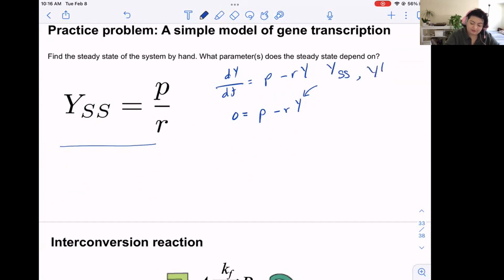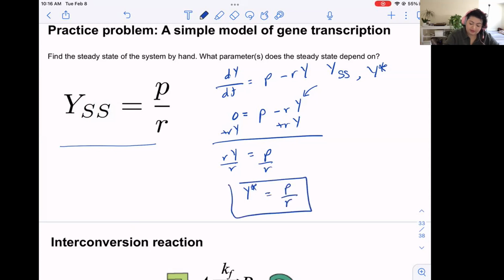Or you can do the star as well. So if we want to solve for Y, then we would add RY to both sides. So we get RY is equal to P. And we want to get Y by itself, so we would just go ahead and divide by R. So Y steady state is P over R, which means that we have a dependence on both the degradation and the production parameters. So it depends on degradation and production parameters.